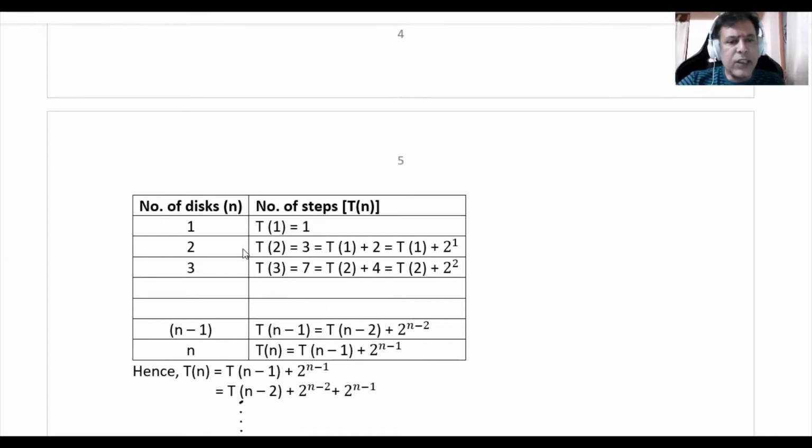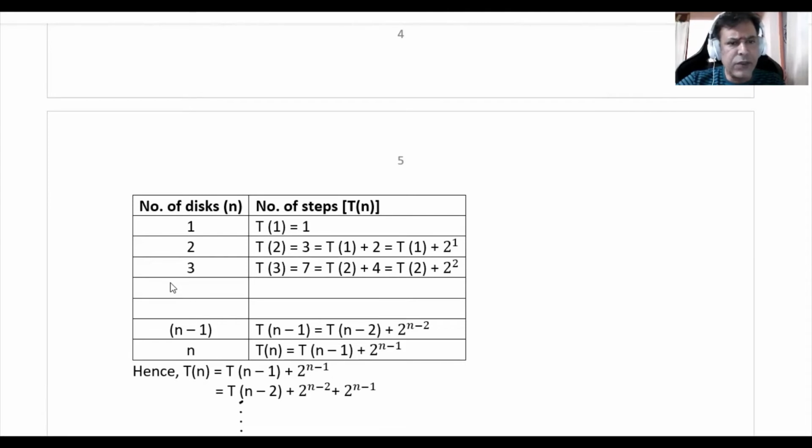Now, I am going to express this T(2) in terms of T(1). I know 3 is nothing but 1 plus 2. So I can say T(1) plus 2. And I'm writing this 2 again as 2 to the power of 1. Why am I writing it as 2 to the power of 1?